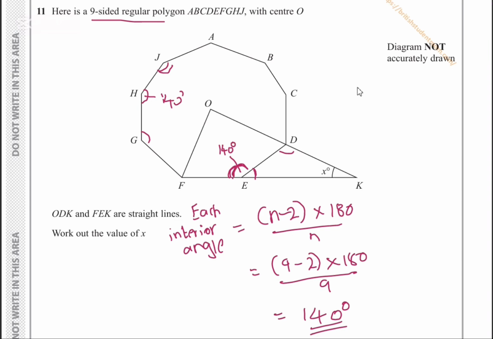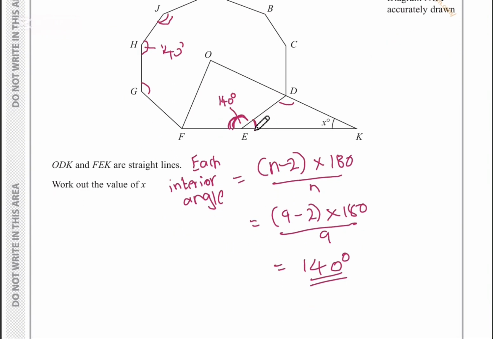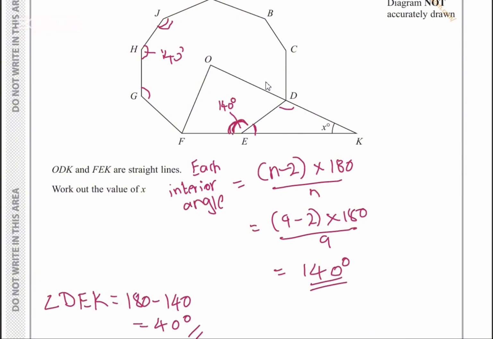So by that I can find angle DEK, this small angle here. If I write in here, angle DEK is equal to 180 minus 140, giving me an answer of 40 degrees. I've got that angle sorted, and now all that's left for me is to find angle EDK, this one. How do I find that?